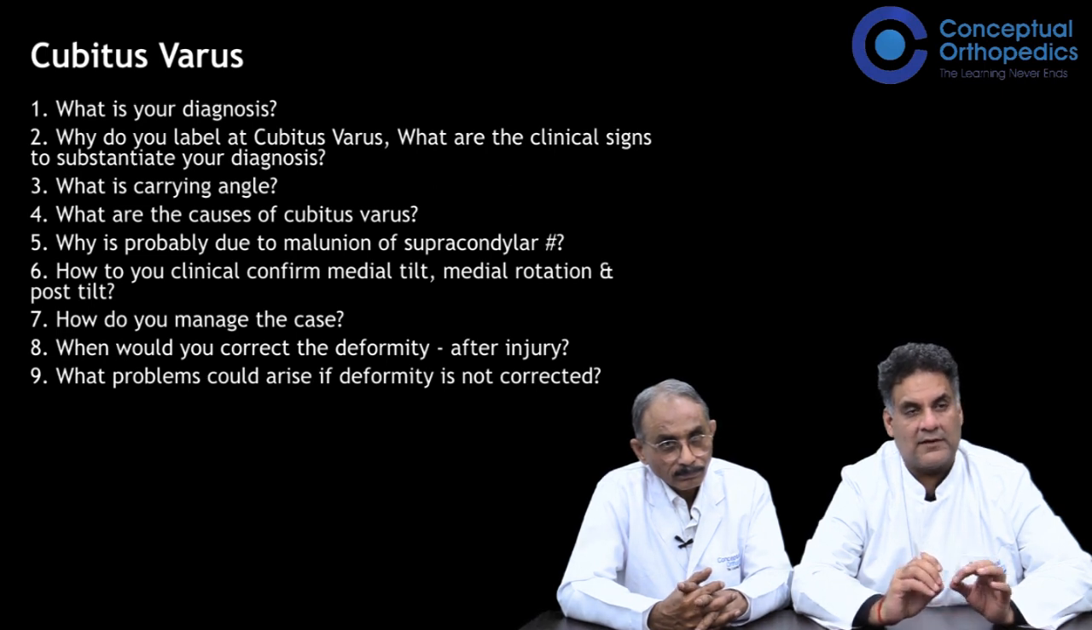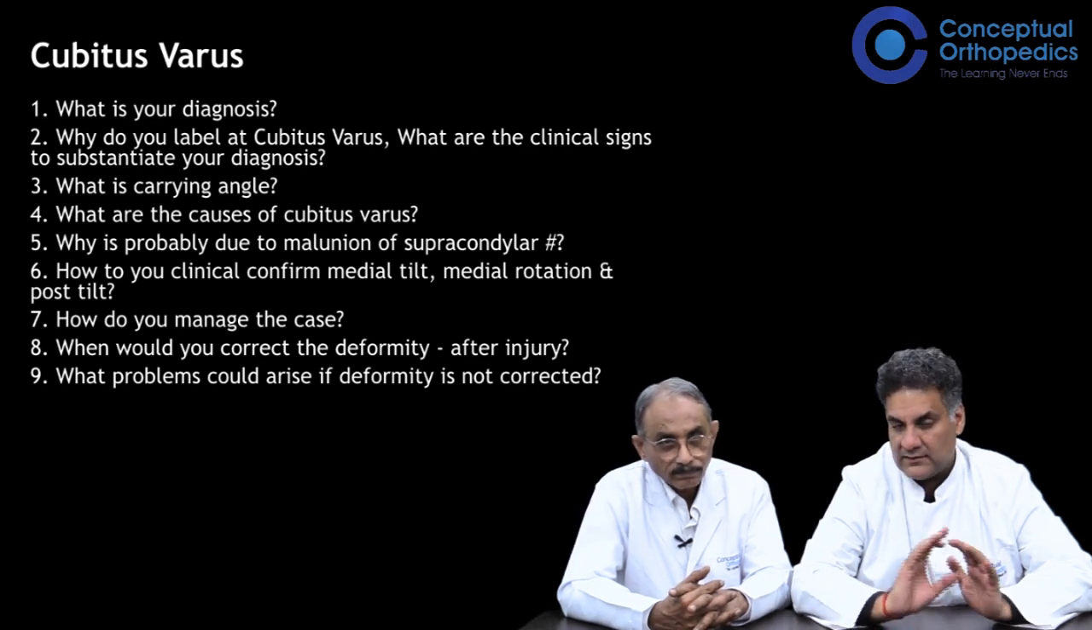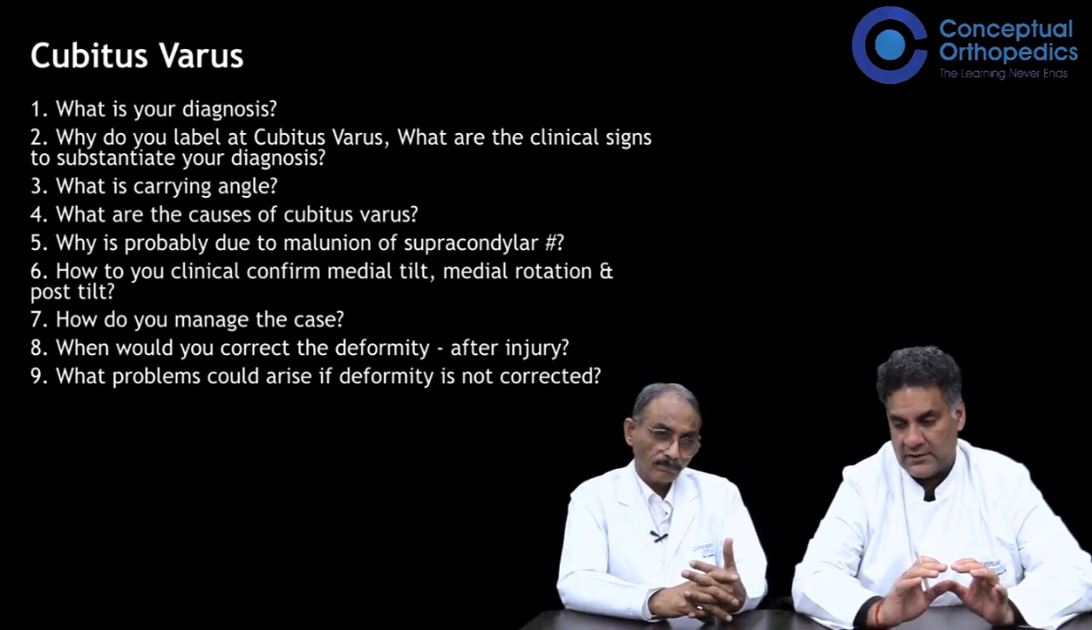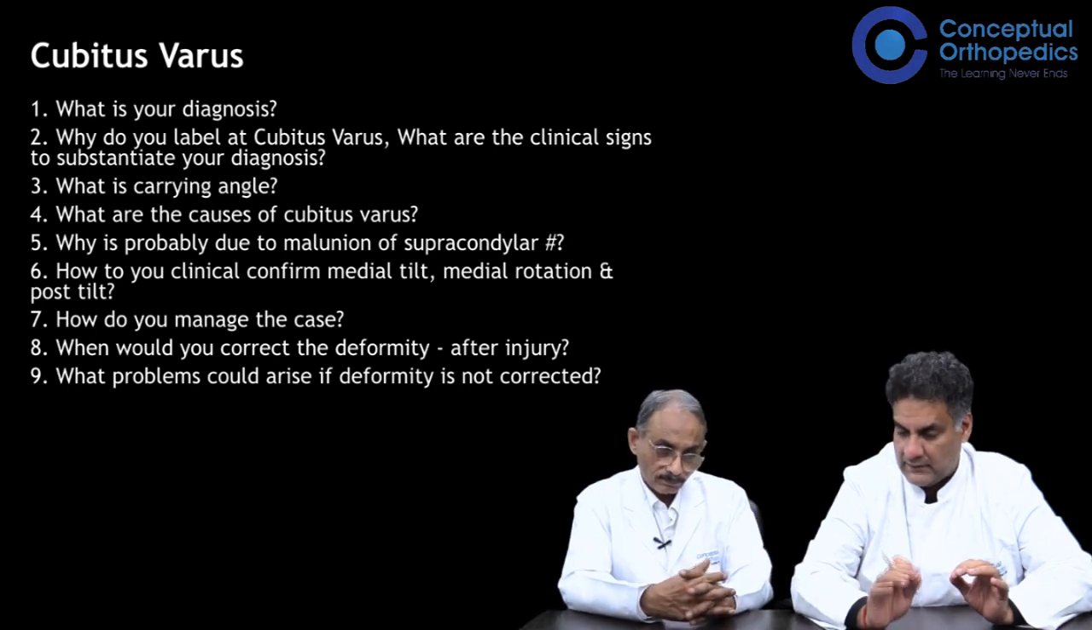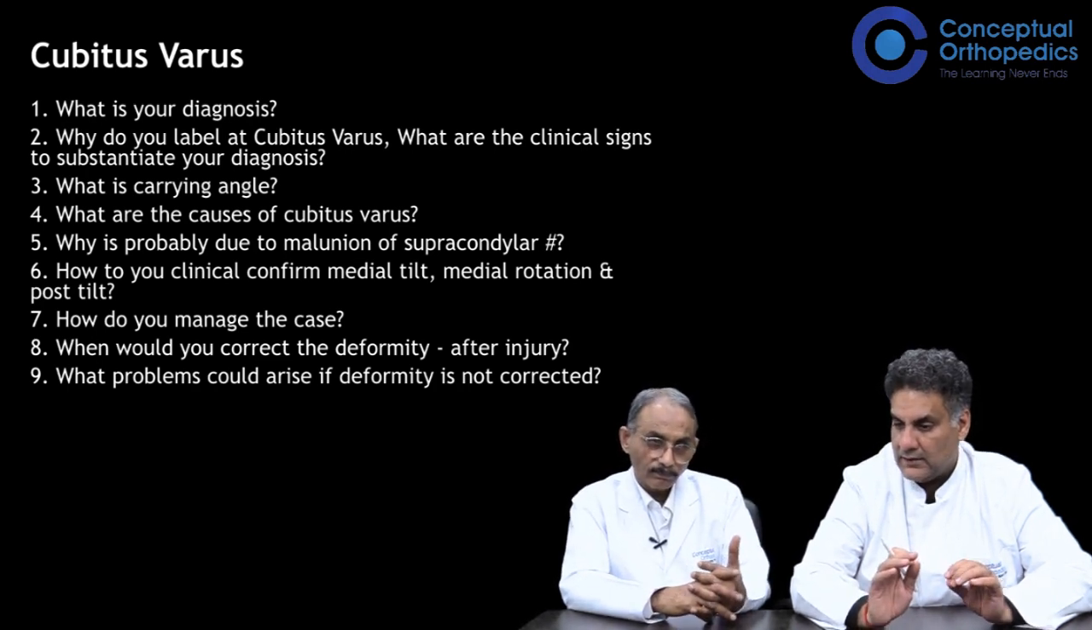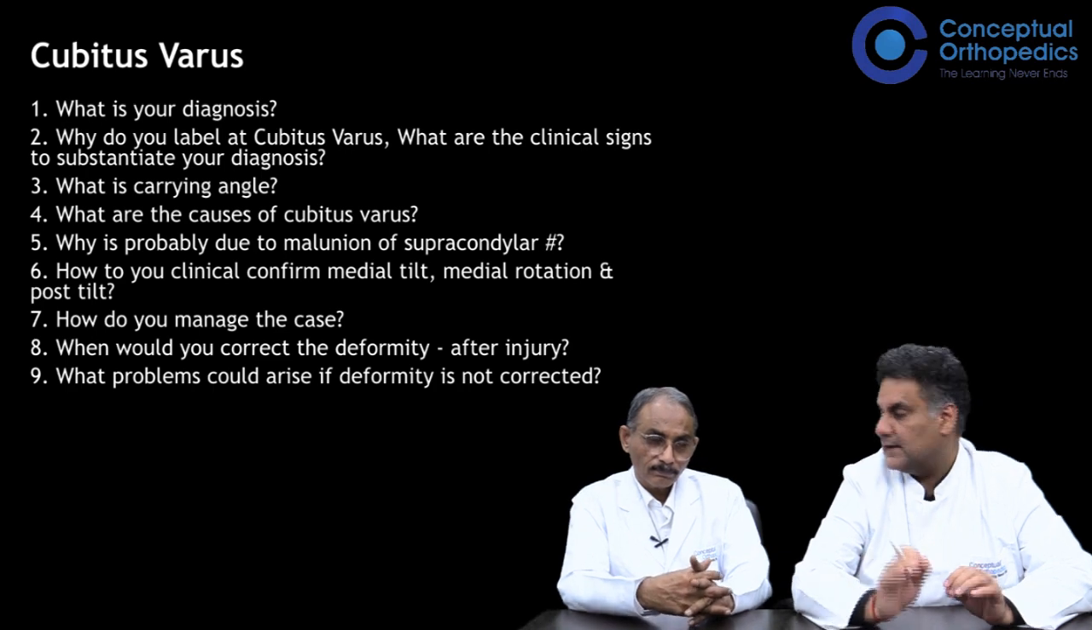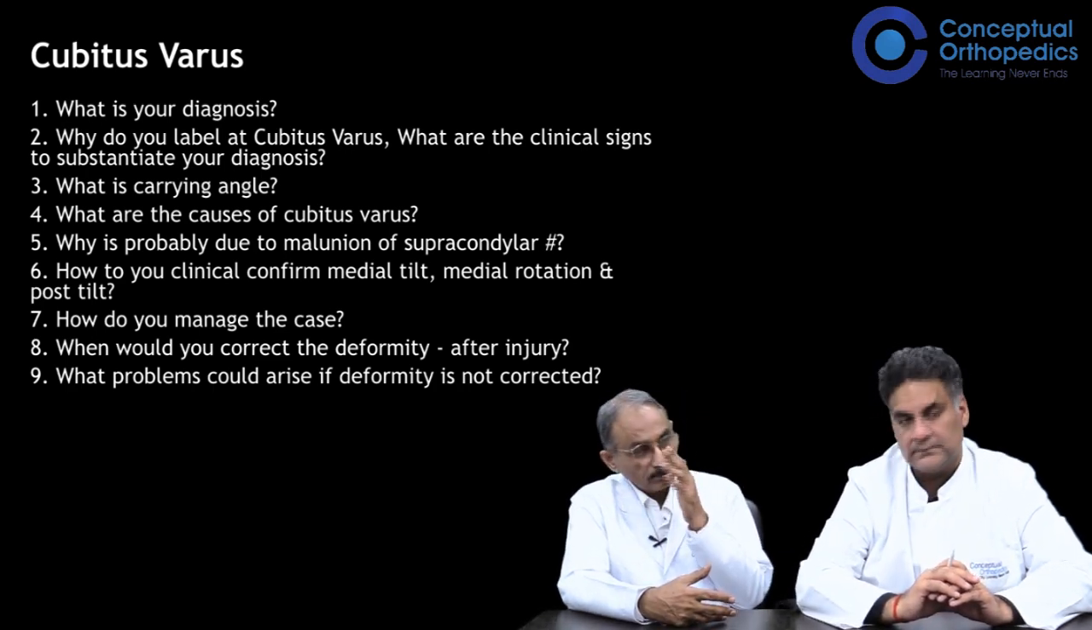Let's start with one of the classical cases that you will always get if it is available in the wards. A child with cubitus varus. So, sir, the first question: how should a candidate of MS or DNB or diploma orthopedics appearing for the exam speak the diagnosis? What should be the language?